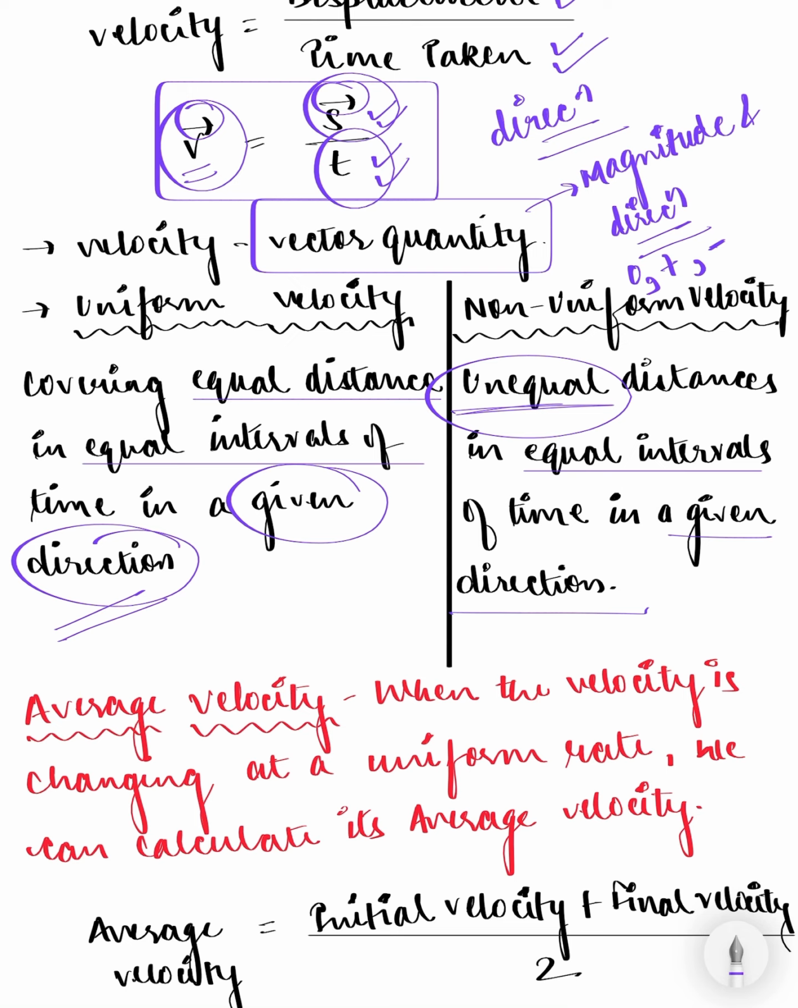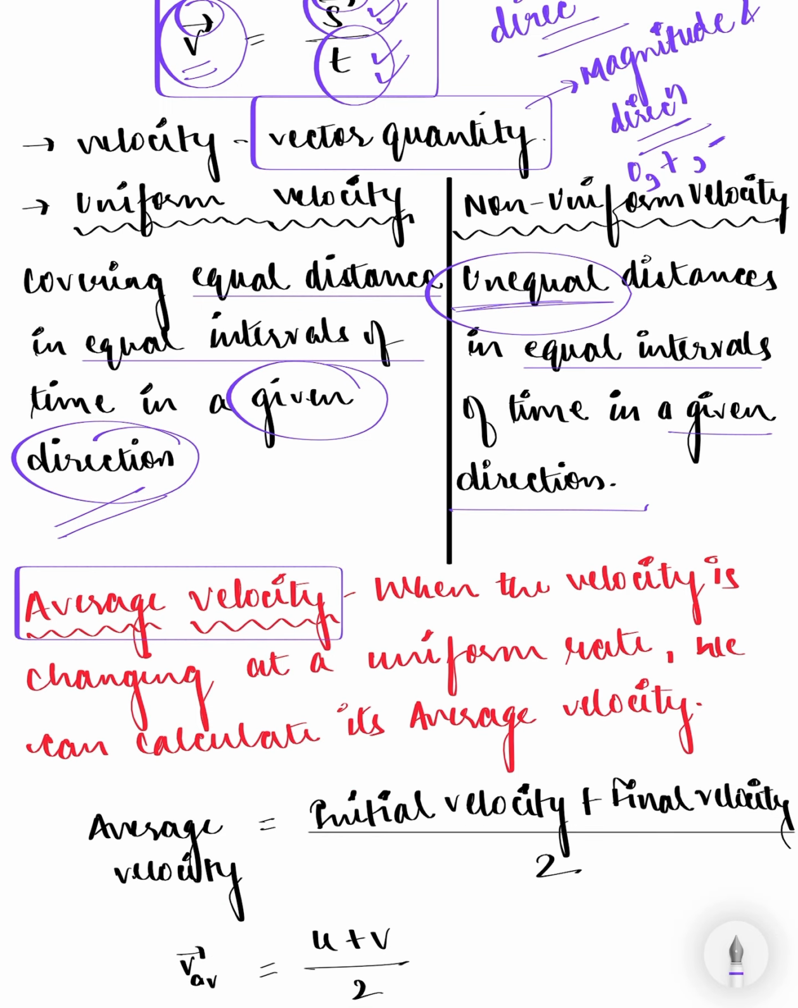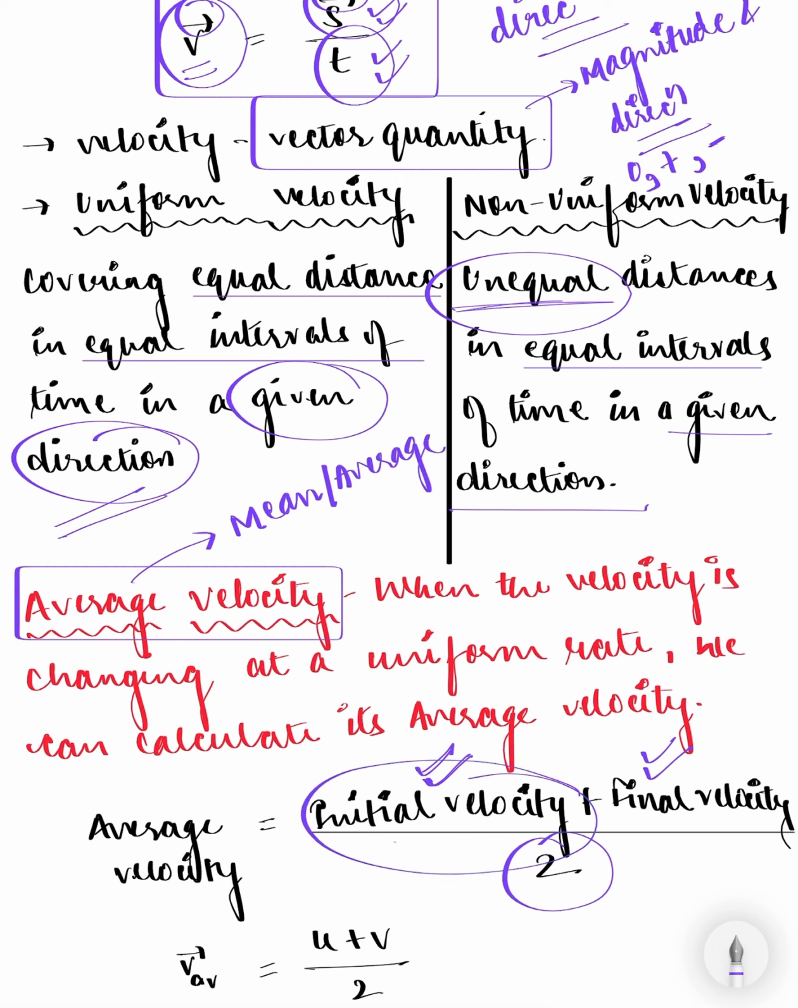Now the next term we'll be discussing is the average velocity. Average velocity means whenever the velocity is changing at a uniform rate, we can simply calculate the average velocity by adding initial velocity and final velocity, divided by 2. So we can simply take a mean or average of initial velocity and final velocity.